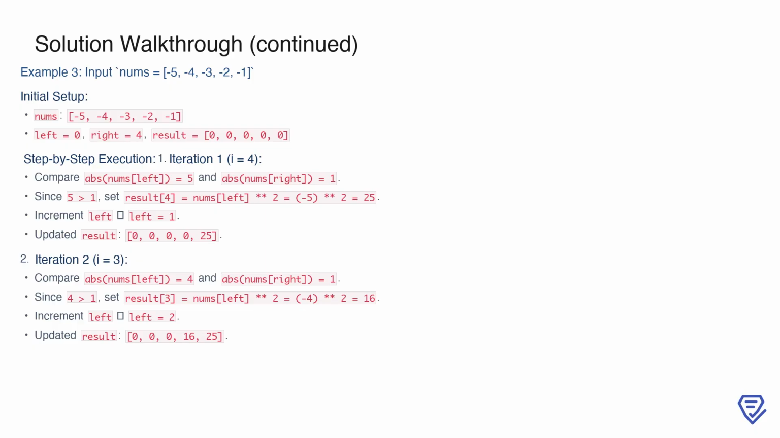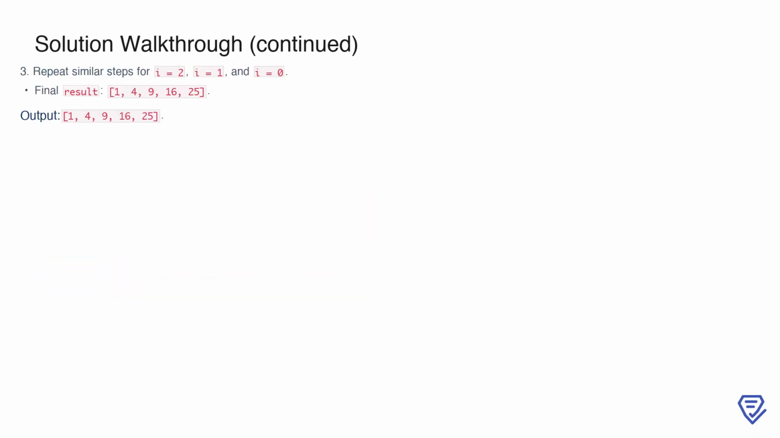In the second iteration, abs(nums[left]) is 4, and abs(nums[right]) is still 1. Again, 4 is greater, so we square nums[left] to get 16 and place it in the next position of the result array. The left pointer is incremented once more, and the result array becomes 0, 0, 0, 16, 25. We then repeat similar steps for the remaining iterations.